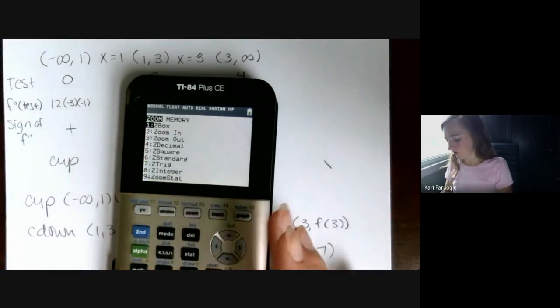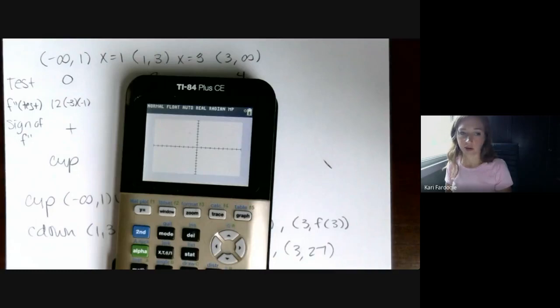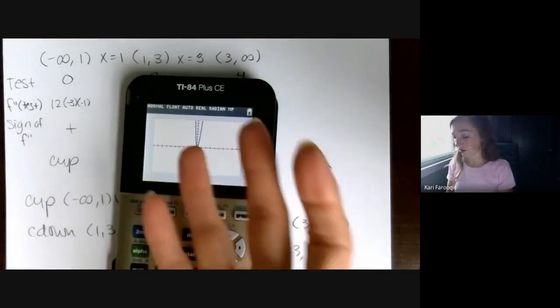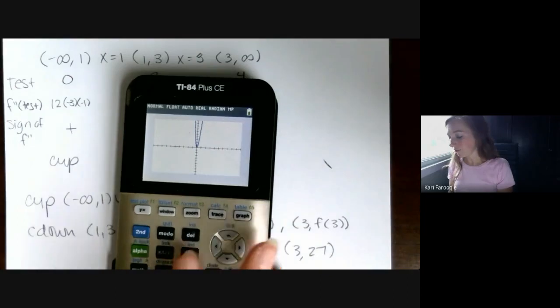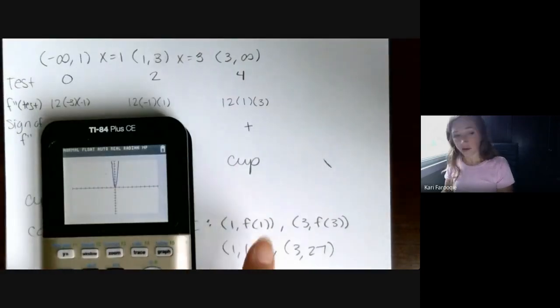Now, if I graph this in Zoom Standard, you're not going to see much. You're probably just going to see a bunch of what looks like vertical lines. And you don't even really see that anything is happening over here at what would be (3, 27). So we know that we're looking to see these points at (1, 11) and (3, 27).